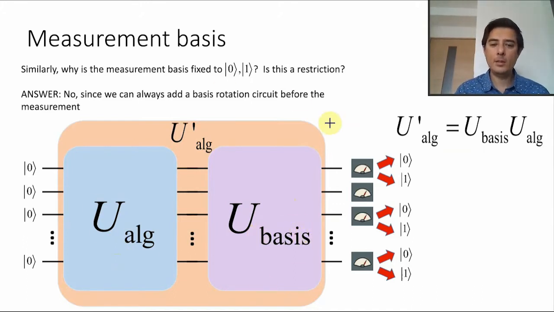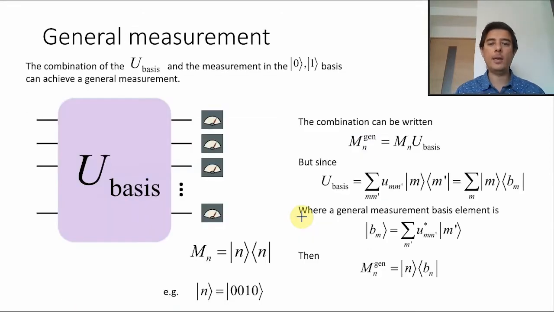So this combined thing can be, you know, the quantum algorithm effectively where I measure in a different basis. And so the unitary would again be in this reversed order, where it's U alg and then U basis. Okay. So why is it that tacking on some unitary here allows me to measure in a different basis? How does that work?